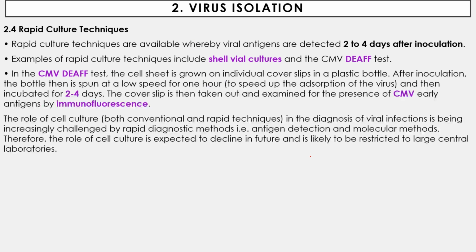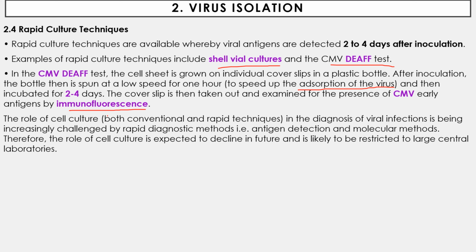Then we have your rapid culture techniques, wherein viral antigens are detected 2 to 4 days after inoculation. Examples of rapid culture techniques would include shell vial cultures and your CMV DAF test. In the CMV DAF test, the cell sheet is grown on an individual cover slip in a plastic bottle. After inoculation, the bottle is then spun at a low speed for 1 hour. This would speed up the adsorption of the virus. And then incubated for 2 to 4 days, the cover slip is then taken out and examined for the presence of CMV early antigens by immunofluorescence.